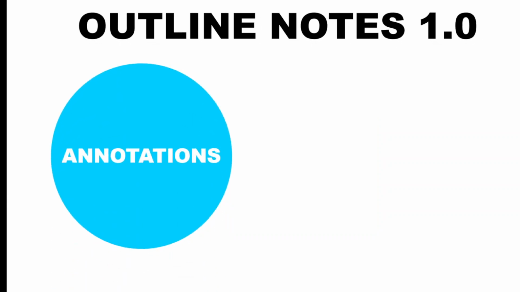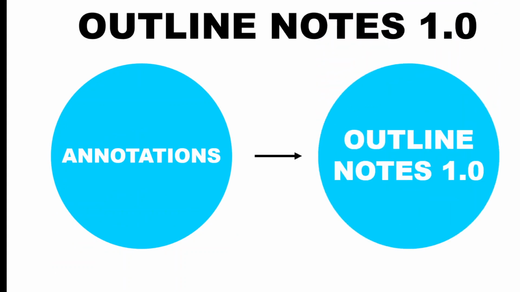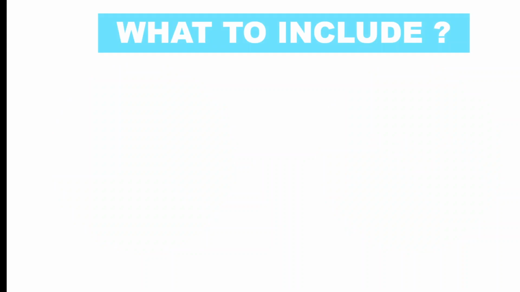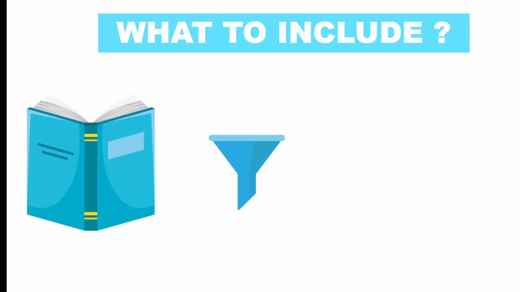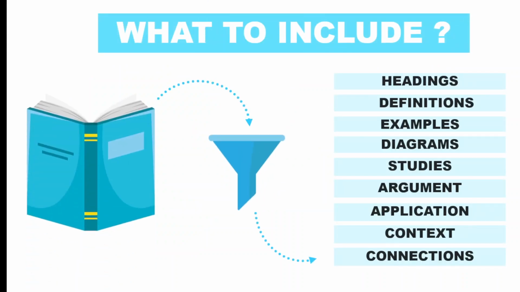You start with your annotations and then you transfer them to a new document called outline notes. So now we have two documents. From the syllabus, we got working notes, and from annotations, we got outline notes. Cool. So, what to include? These are the basic information that you take out from the book: the headings, the topics, the definitions, examples, diagrams, studies mentioned, arguments, applications, context, or connections you form. All that you have to include in your outline notes.